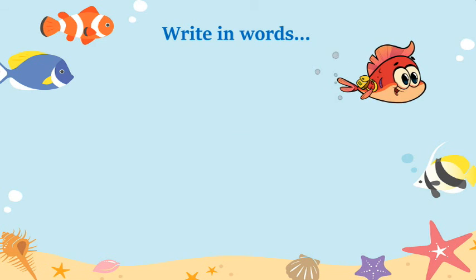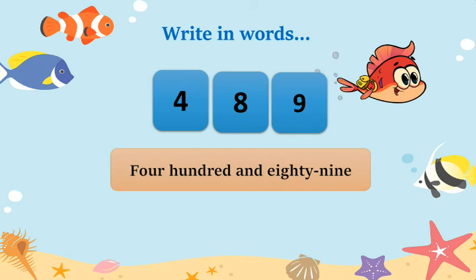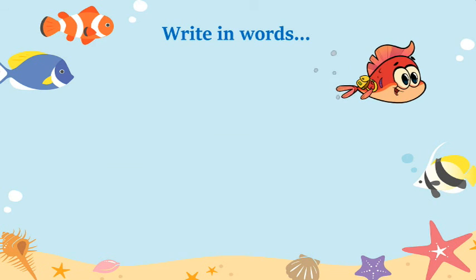Now let's look at another example. Which figure is this, students? Yes, your answer is correct. This is 489. So now let's look at how can we write this figure in words. Yes, four hundred eighty-nine. We have to write 8 and 9 together, right? 4, 8 and 9. 489. This is the last example.